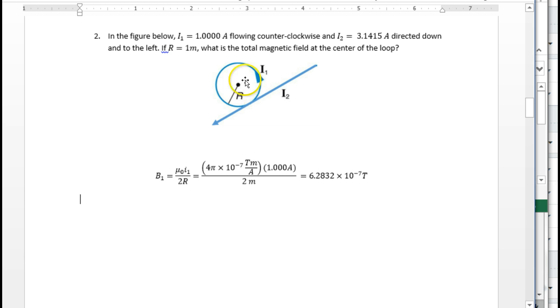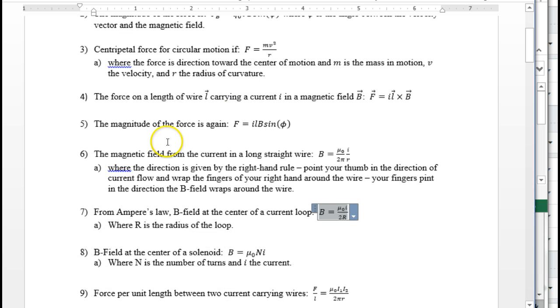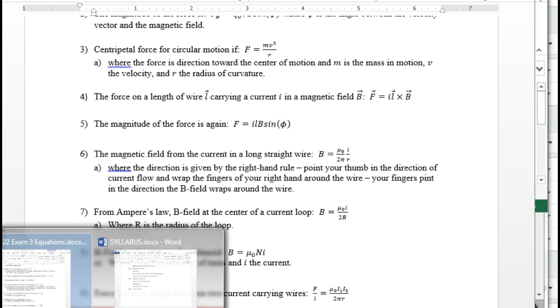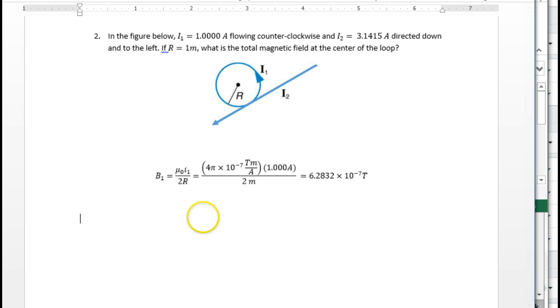Now, the magnetic field due to I2 is headed into the page at this point. And what is the magnetic field due to I2? Well, the magnetic field from a long current in a long straight wire is given by this equation, mu naught I over 2 pi R. So let's come back over here. B2, then, I2, right? So it's very similar to the last equation.